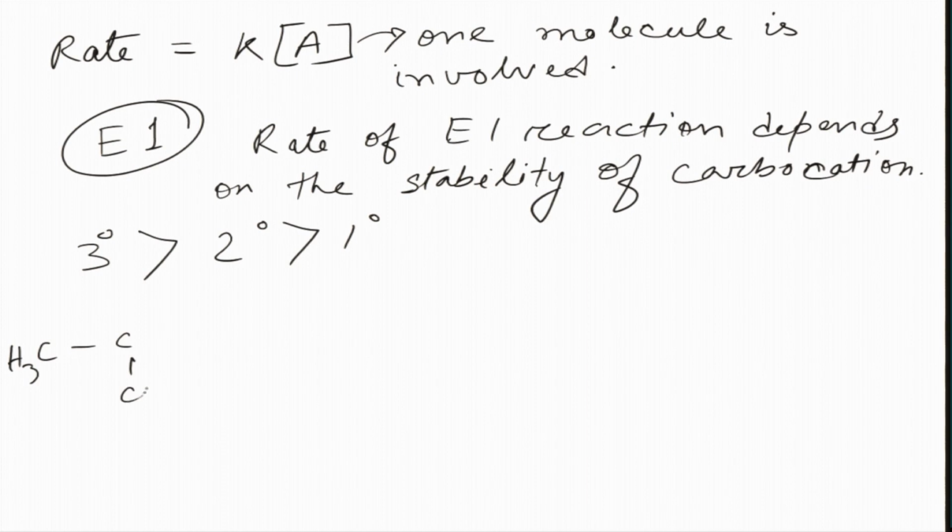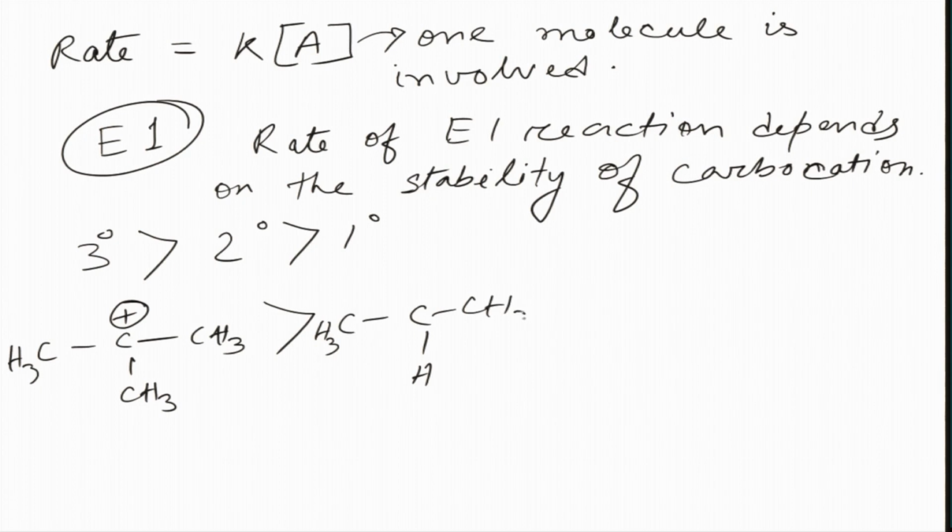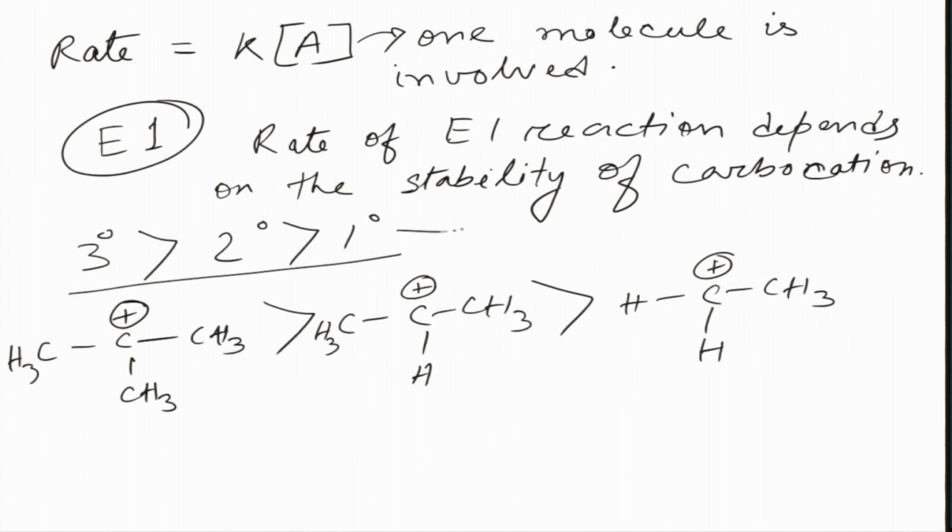That is, this is a tertiary carbocation. This is a secondary carbocation and this is a primary carbocation. So, the stability goes like this. So, the rate of the E1 reaction also goes like this: tertiary greater than secondary greater than primary. So, this was the E1 reaction.